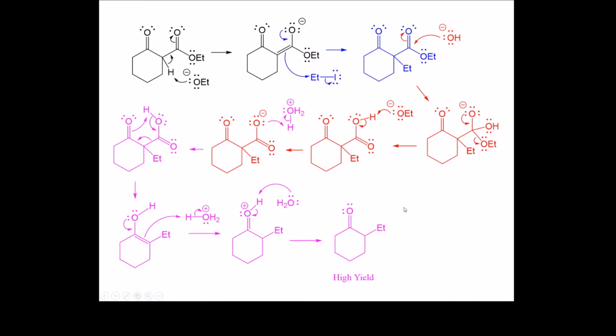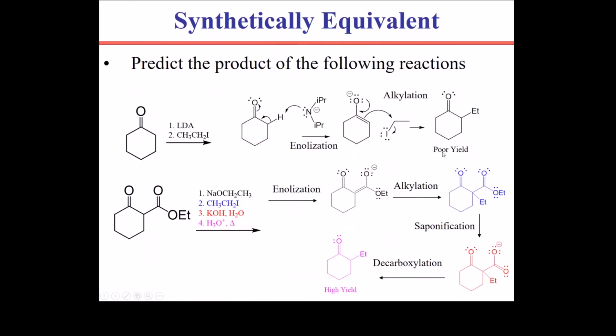This is the same product that we got by alkylating the ketone directly, only instead of getting the poor yield, we get the high yield. And that assumes that the skill of the person running the laboratory is fairly high, because as soon as you start doing more steps, then it does increase the chance for error in the laboratory. But generally speaking, these steps can be pretty easy, so you should be able to run through all four of them and get pretty high yield.